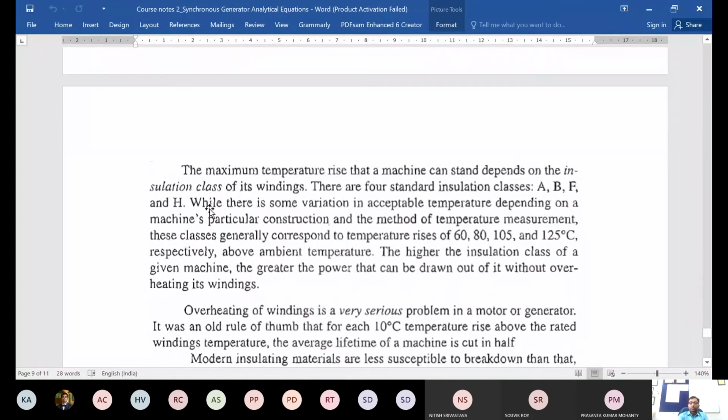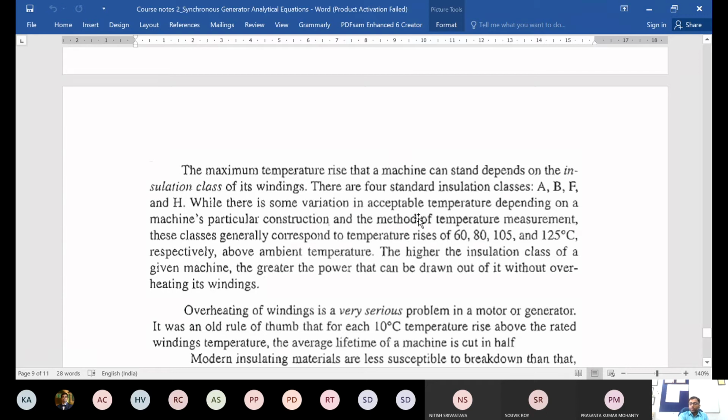As it says here, the maximum temperature rise that a machine can stand depends on the insulation class of its winding. There are different categories or different qualities of insulation which are known as insulation classes. There are 4 standard insulation classes: class A, class B, F and H. Class A insulation is, you can say, the weakest one, and typically, as it says here, there are some numbers associated with it.